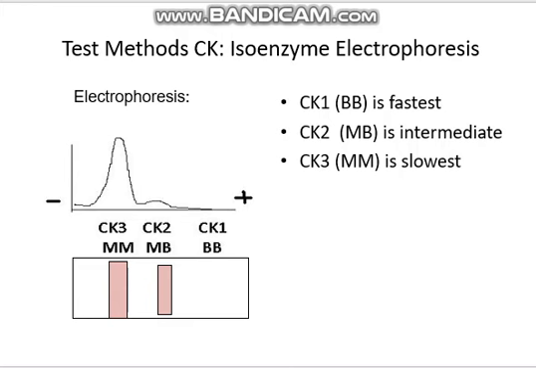So CK-MM is the slowest. It remains very near the point of origin, and then the middle one would be CK-MB, and the last, which is the fastest, is CK-BB. So that is the significant part.